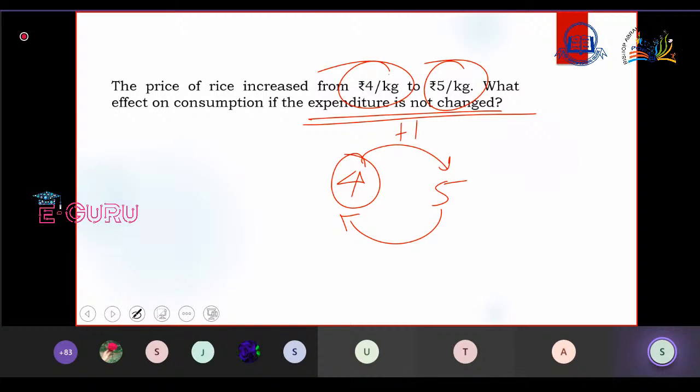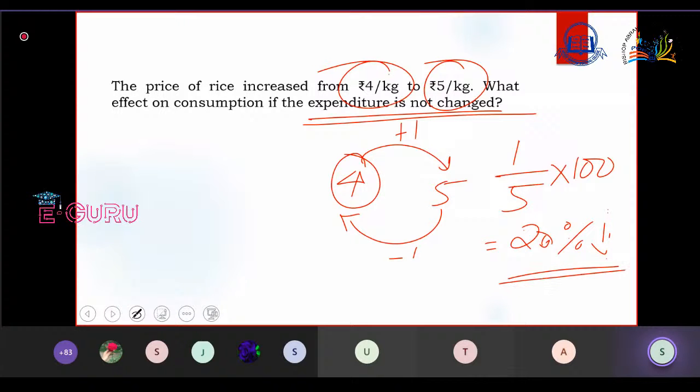So what we need to do? We need to reduce 1 from the existing value. But we are reducing this 1 from 5, so the percentage effect will be multiplied by 100, that means 20%, right? So what we can say, we need to reduce the consumption by 20% so that the expenditure will remain the same.